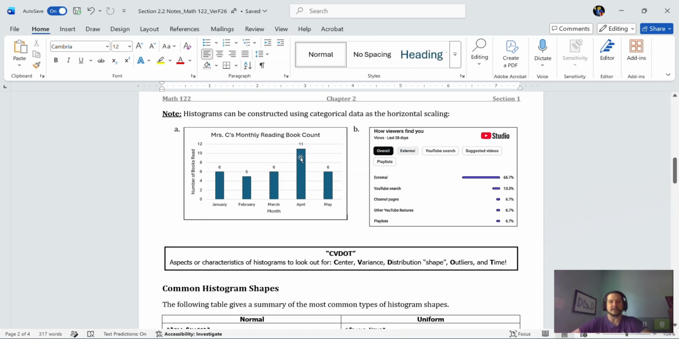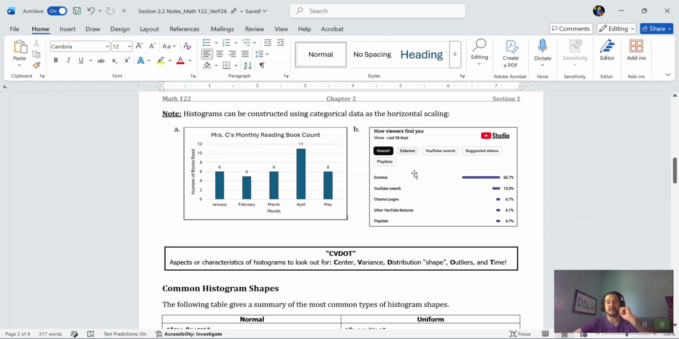Like, can anybody give me a reason why Mrs. C read 11 books in April, whereas it looks like she's reading roughly 6 books per month otherwise? And I really like to see why they think that might be. And spoiler alert, it's because she had spring break that month because she's a teacher as well.